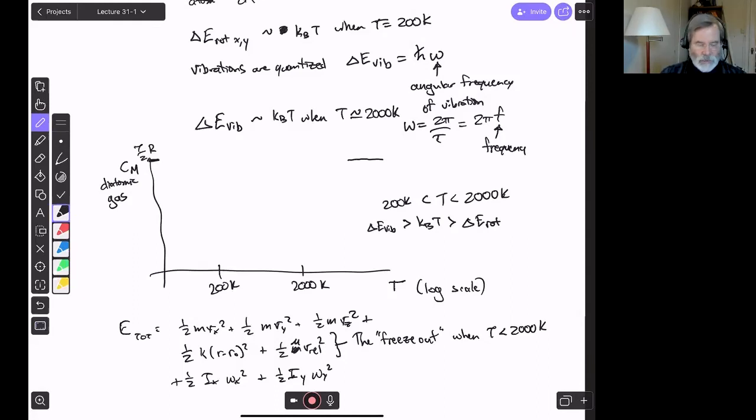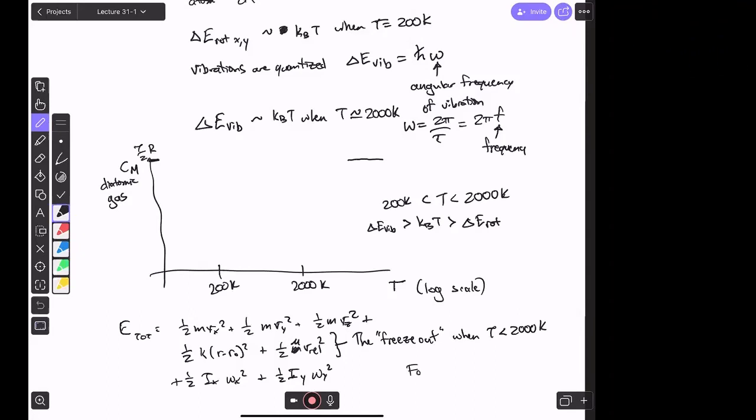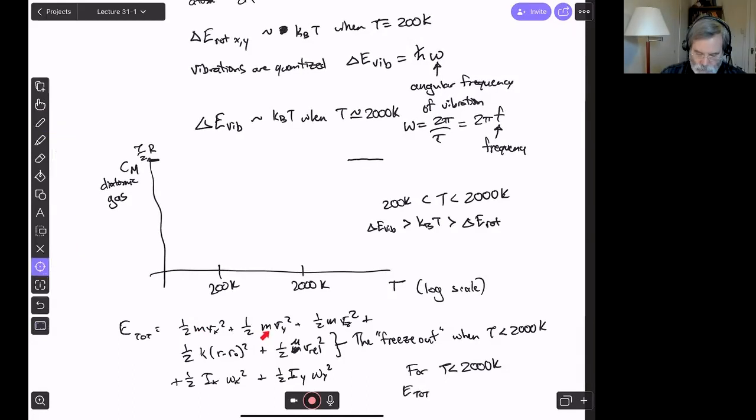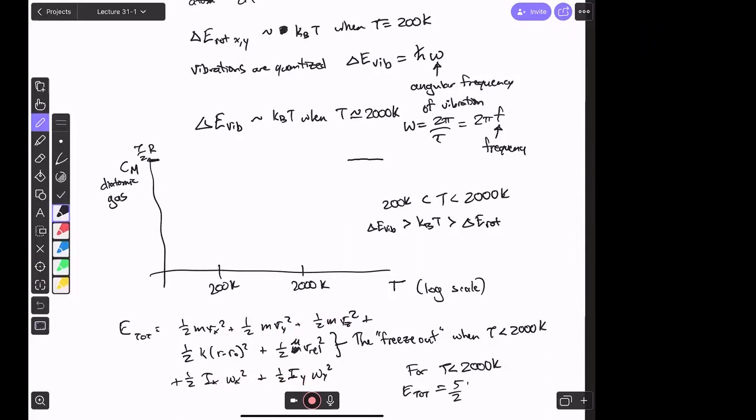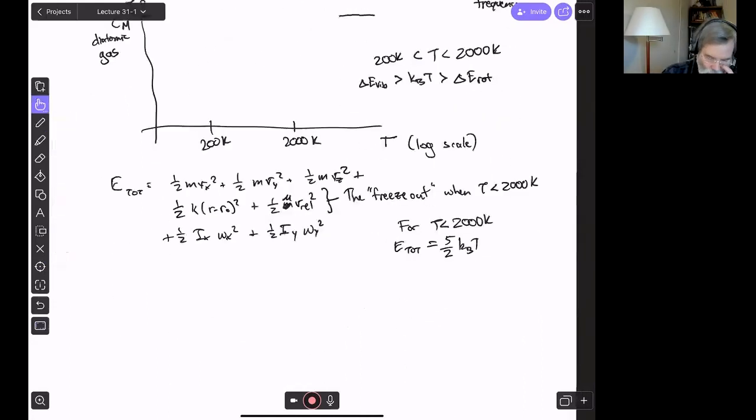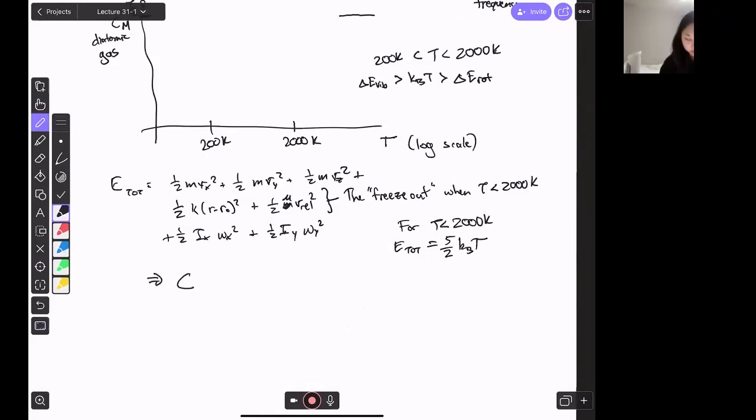And so in that state, Sydney, what does the total energy become? It would be 5/2 kBT. So E total, then we now have 1, 2, 3, 4, 5 times 1/2 kBT, so it's equal to 5/2 kBT. And what does that mean about the heat capacity? The molar heat capacity would be 5/2 R.